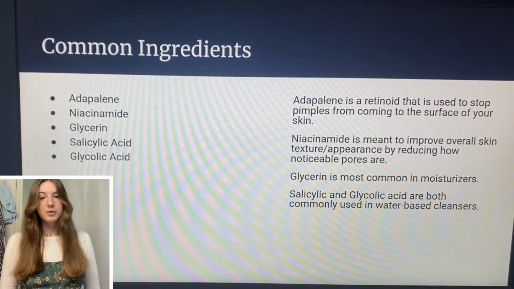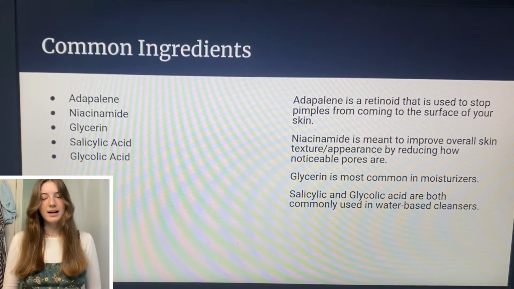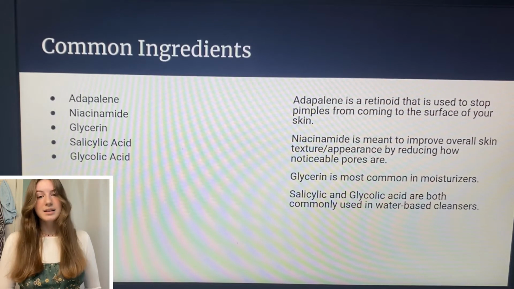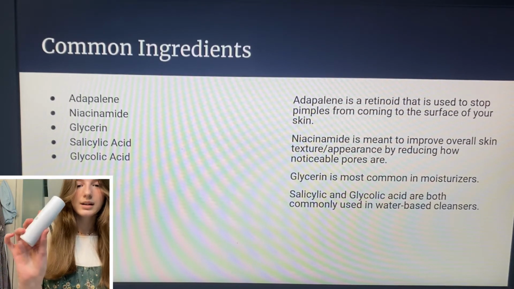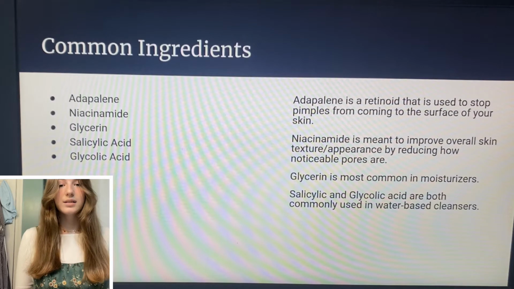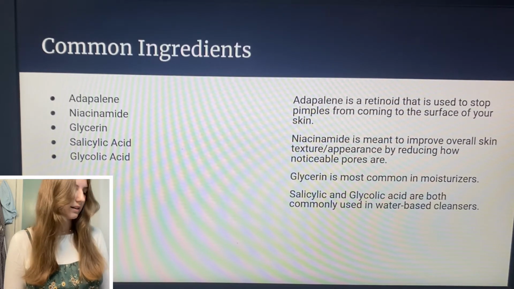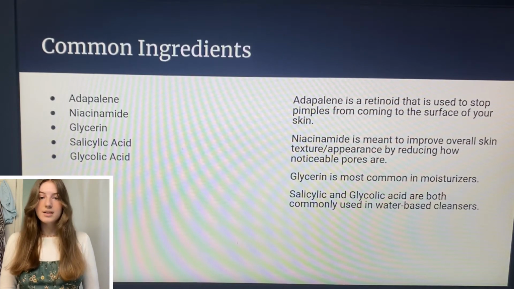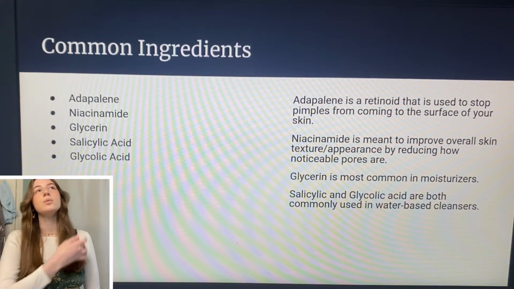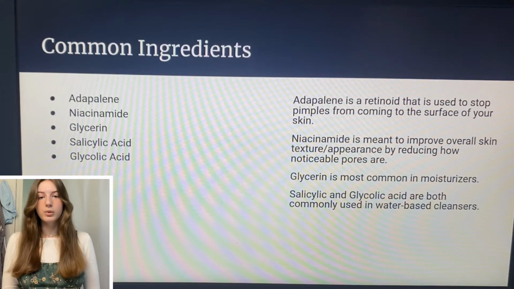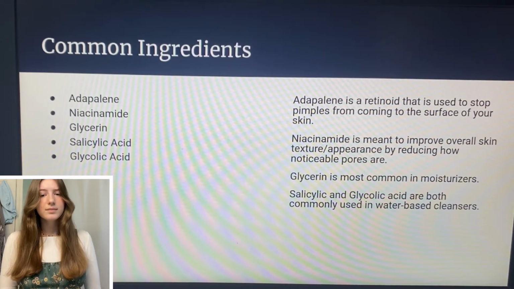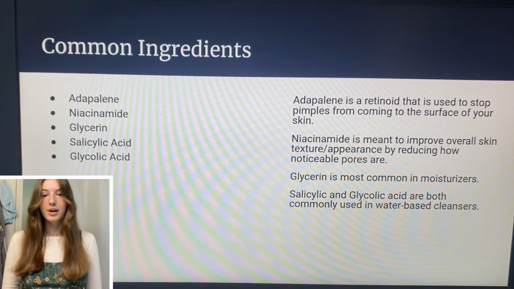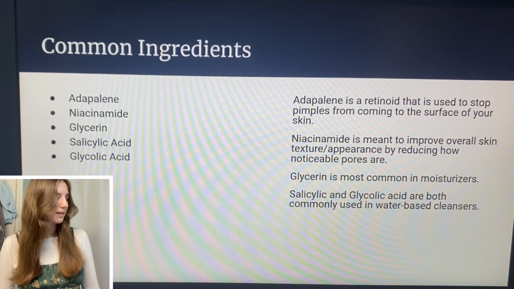And it's used to stop pimples from coming up to the surface of your skin instead of attacking ones that are already very apparent. The next thing is niacinamide. Here it is, a gel, and it has just a little bit of niacinamide. It's 4% niacinamide. And niacinamide is meant to improve the overall appearance of your skin, and it works on reducing the appearance of your pores, because you can't really decrease the size of your pores, just how apparent they are. If you have buildup, this helps get rid of that.